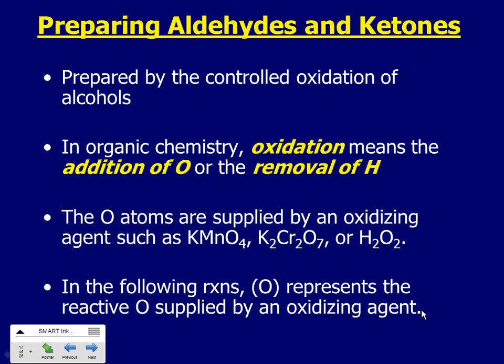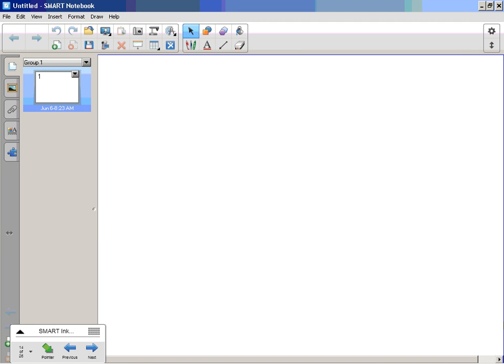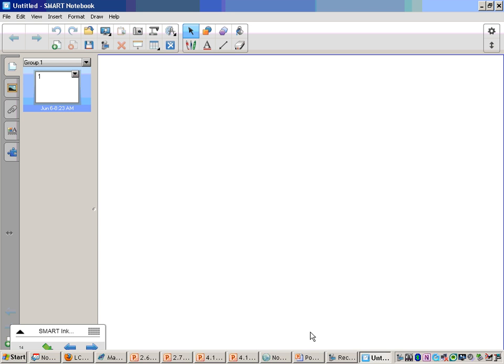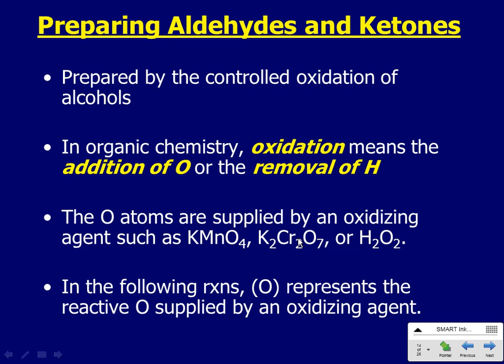So, preparing aldehydes and ketones. They are prepared by the controlled oxidation of alcohols.